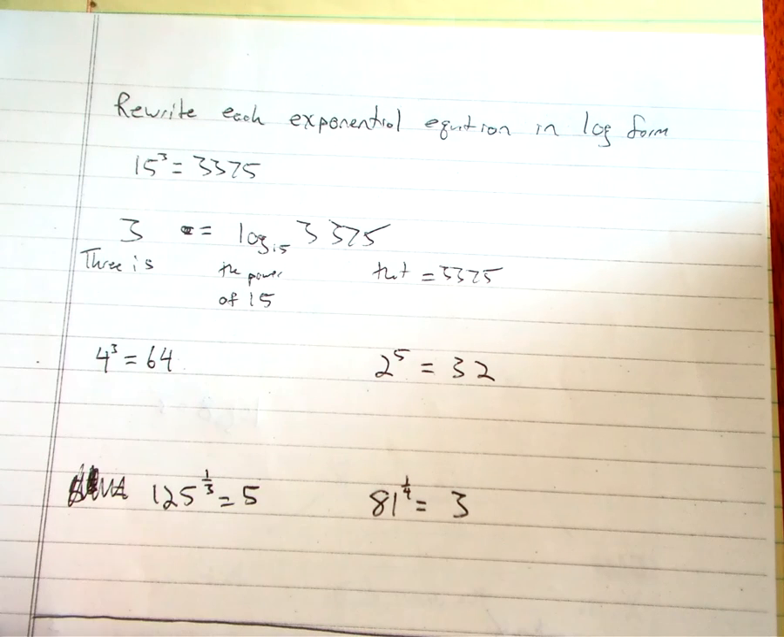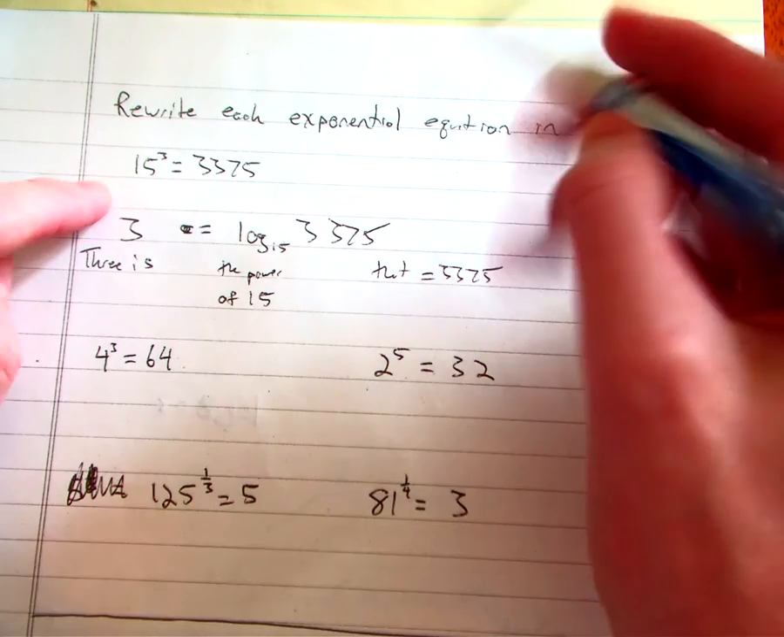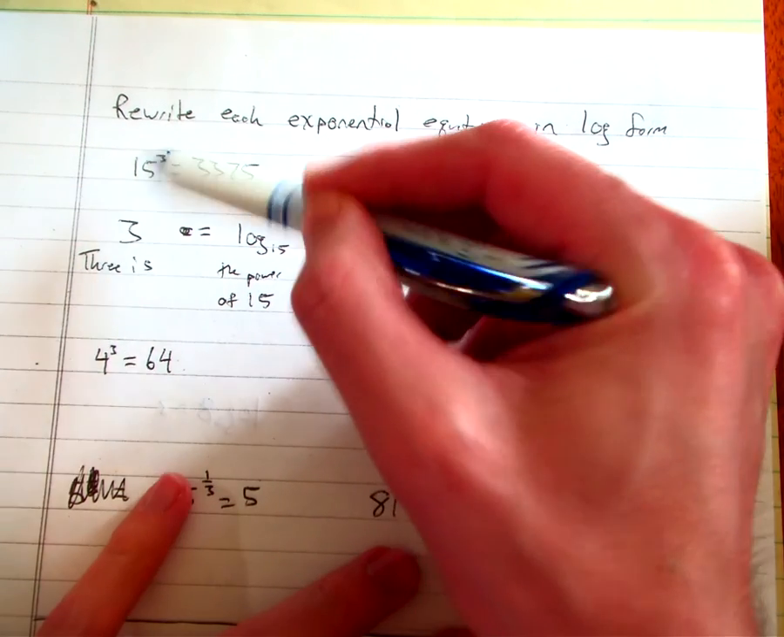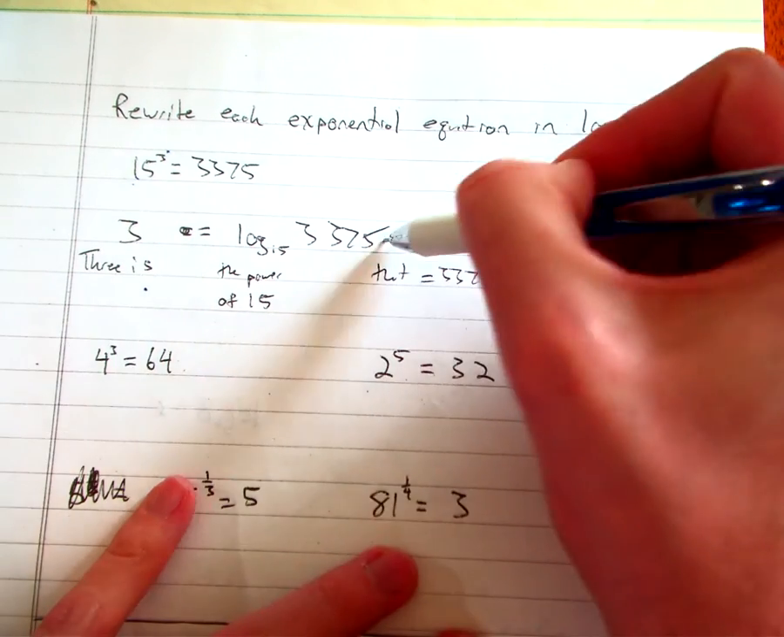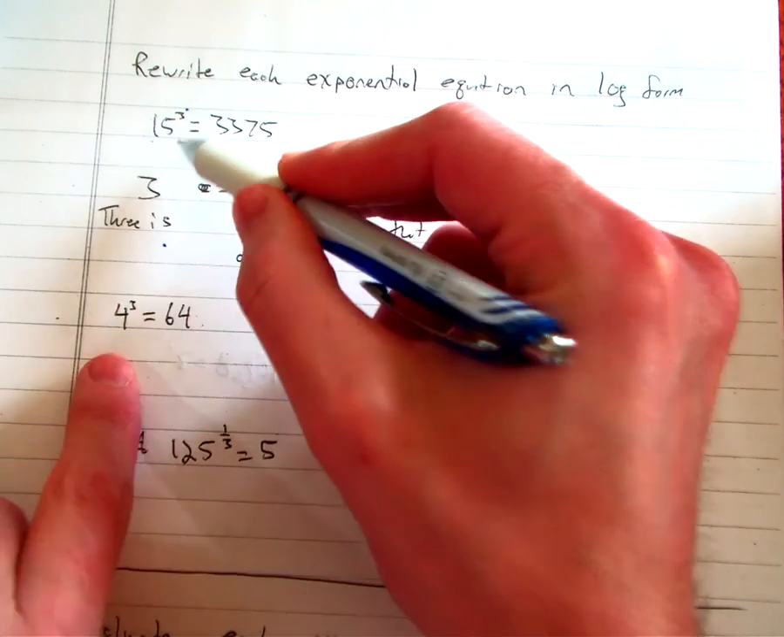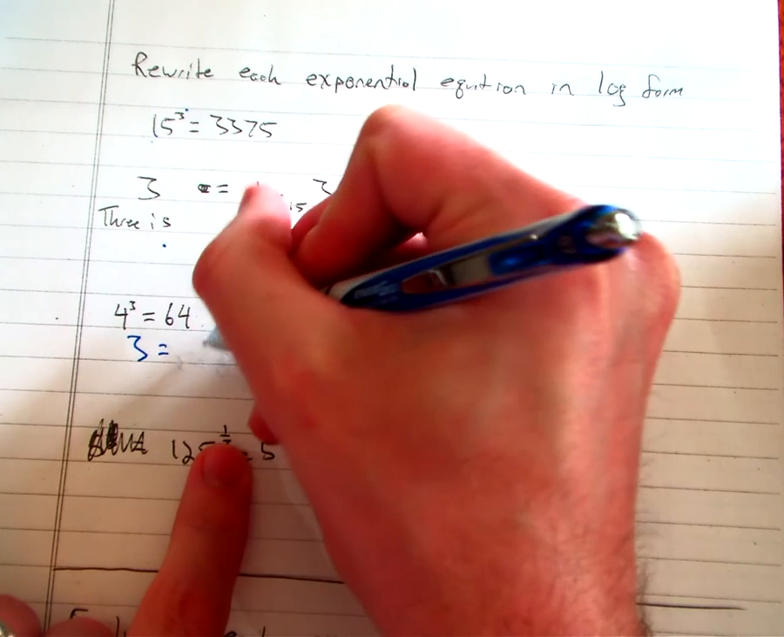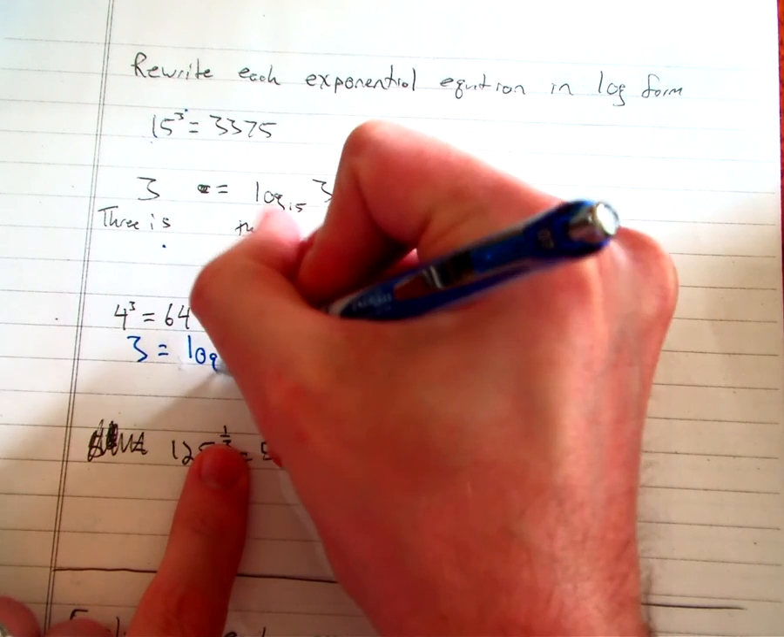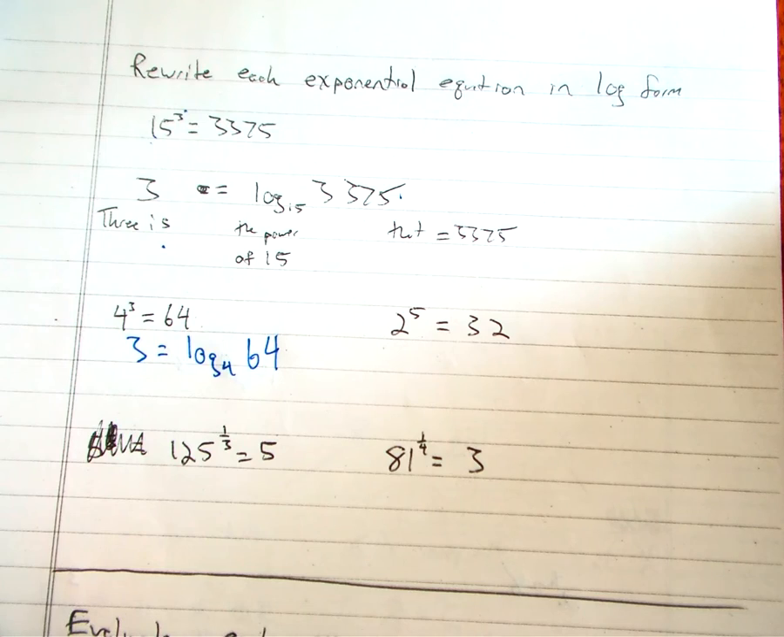Here we have an exponential, and I want to change it into a log. Remember, the exponent is the answer, and this is my base. So 3 is the power of 15 that gives me 3375. The exponent is the answer. So here, 3 is the power of 4, so log base 4 of 64.